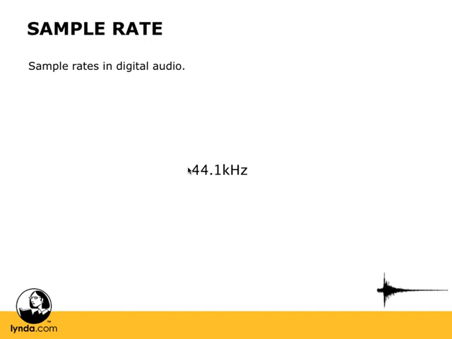Now let's check out something at a lower rate, at 22. And so at 22, we're actually taking half as many samples. So we're getting half as much information, and obviously we're not going to have as accurate a representation of the sound. Finally, let's check out one at 8K.